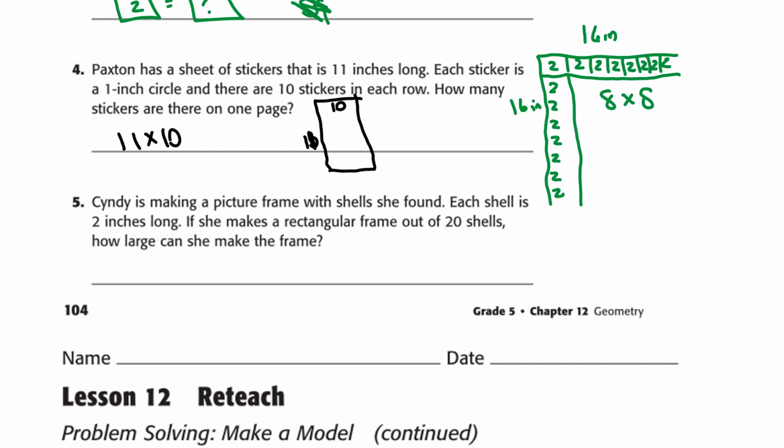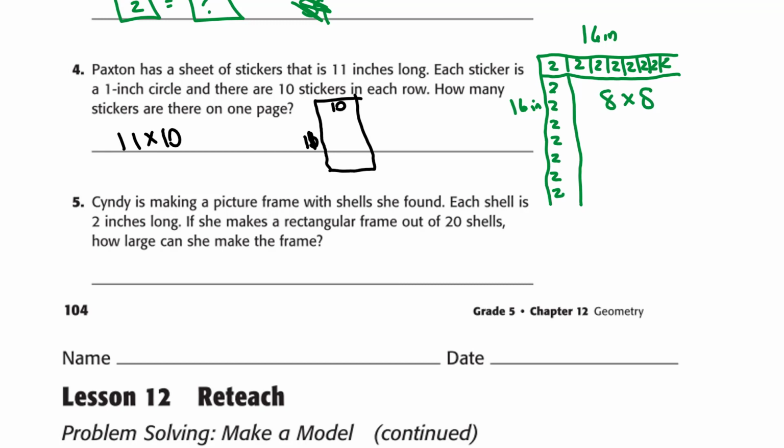So number 5, Cindy is making a picture frame with shells. Oh my goodness, the shells. Okay, let me start again. Cindy is making a picture frame with shells she found. Each shell is 2 inches long. Isn't that convenient that she found these shells and they all measure the same 2 inches long? If she makes a rectangular frame out of 20 shells, how large can she make the frame?